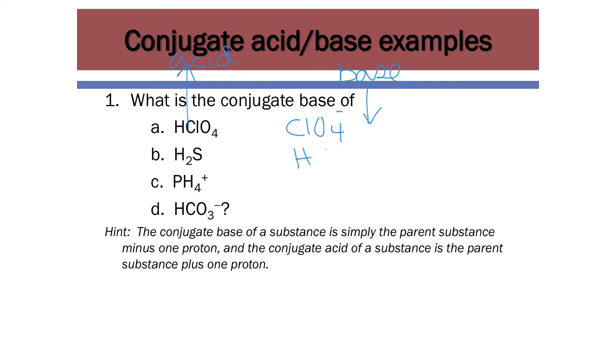So therefore, its conjugate base would be HS minus. PH4 plus, if we take away an H plus, that would give us PH3. And lastly, HCO3 minus, if that's acting as the acid, that means it must donate an H plus. So we have to take away an H plus, so then we would get the carbonate ion. Now notice that since we were taking away an H plus, that would affect the overall charge.